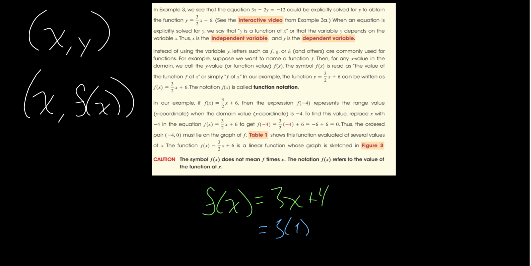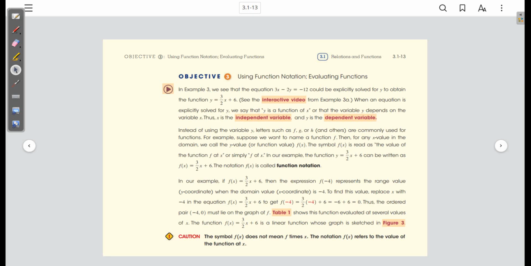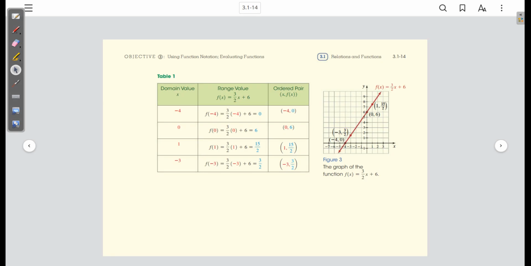Then I would get 7. Okay, so I would have the point 1, 7. So that's essentially what I'm doing. This 1, 7 would be a point on this graph. But its notation can also be looked at as x and f of x. And we're going to be seeing that here in a moment, how we can evaluate functions at some value. And honestly, I guess this is pretty much what I was trying to say there.